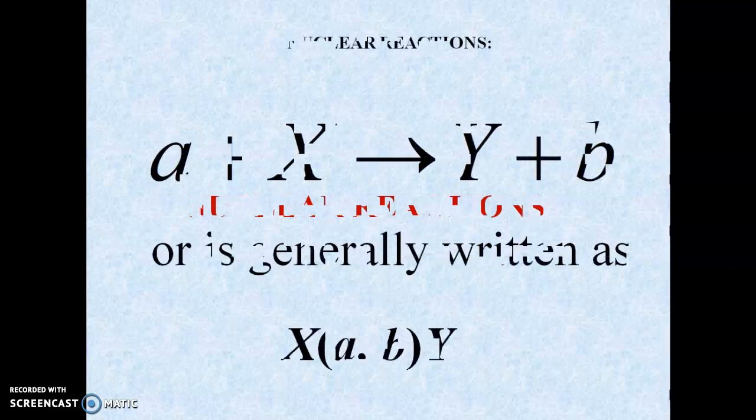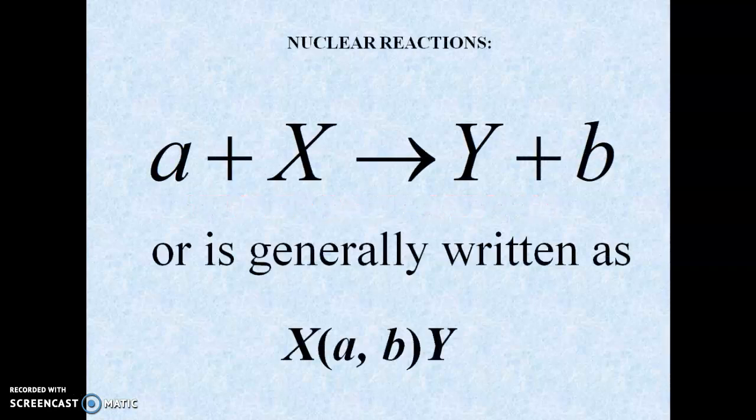In a typical nuclear reaction, a projectile A is incident on the target nucleus, and after collision, a nucleus Y and outgoing particle B are formed. This may be written as A plus X, after reaction, Y plus B is formed, or generally we write it as X(A,B)Y, where a projectile nuclear particle A is directed to collide with the target nucleus X.